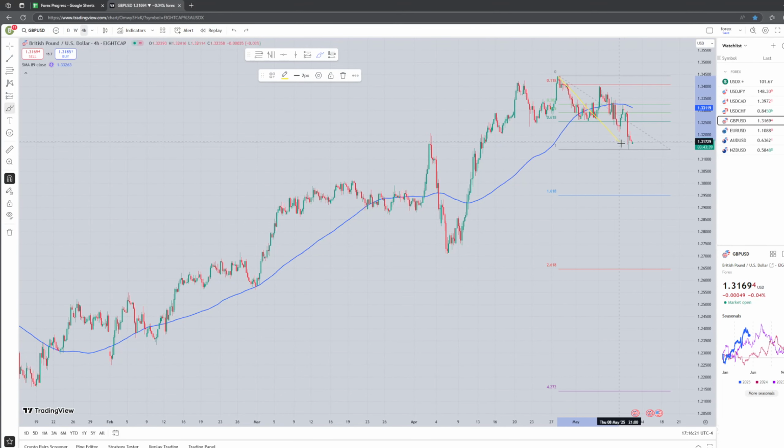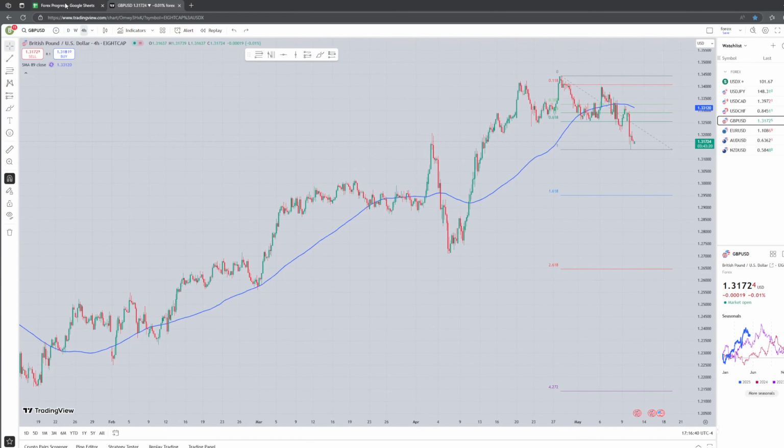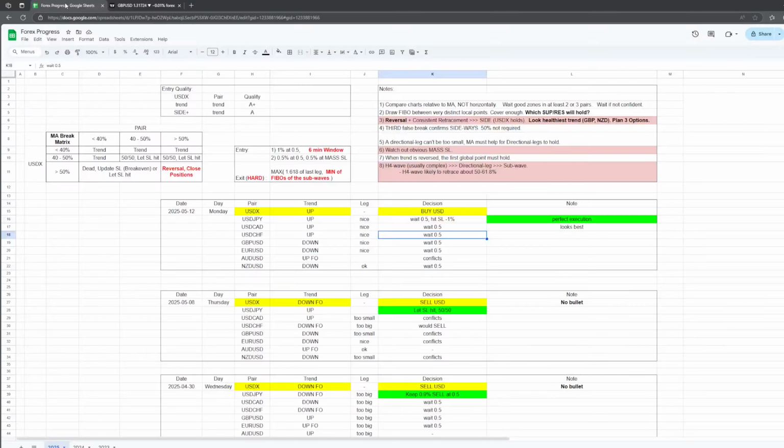So we have the nice down leg like this. If the market retraces at least the 50 to 60% zone here, then I would start selling pound USD. In other words, we are buying USD against the Great Britain pound. So right now the best decision is to wait until the market retraces into the good zone.